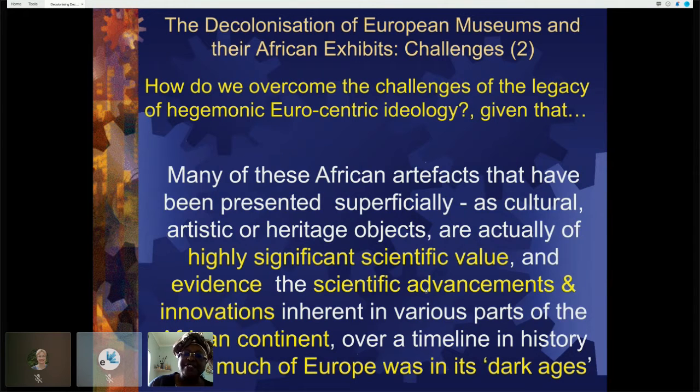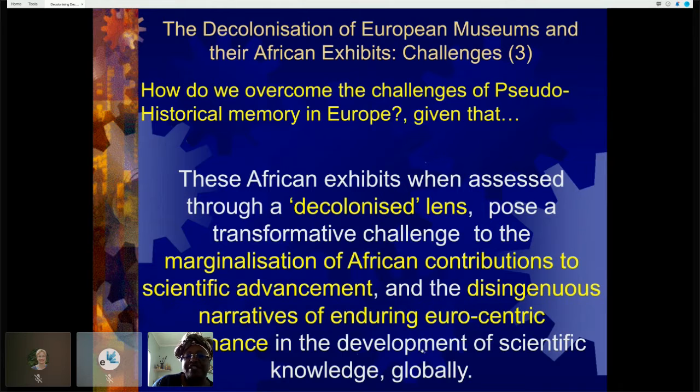The second challenge in how we overcome the legacy is to recognize that many of these African artifacts that have been presented superficially as cultural, artistic, or heritage objects have highly significant scientific value and show the scientific advancements and innovations in various parts of Africa at a time when Europe was supposedly in the Dark Ages.